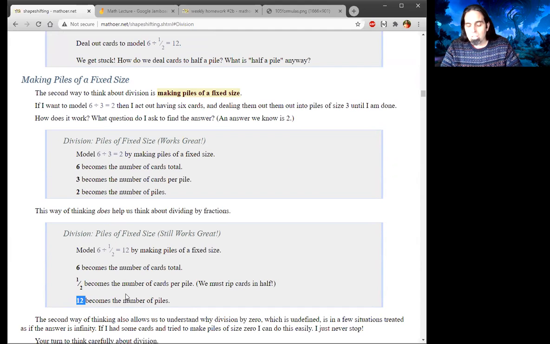And 6 divided by 0, it actually isn't quite right to say it's infinity, but we can pretend it is close enough. So you can think about that. If I make piles of size 0, I can just keep going all day. I will never run out of my 6 cards making piles of 0. So the fact that that answer behaves like infinity makes sense.